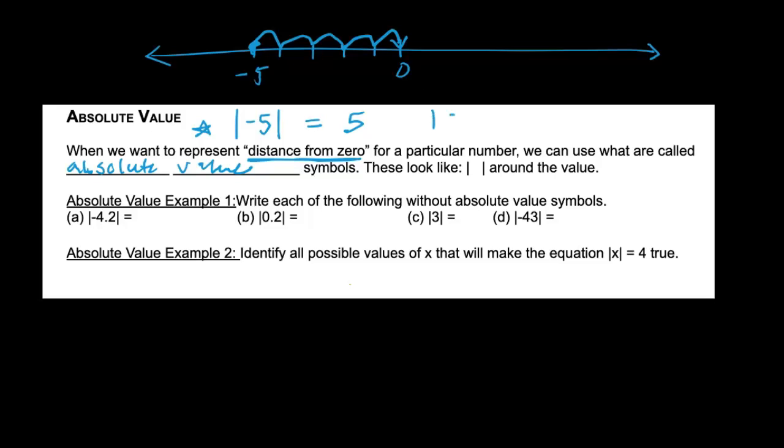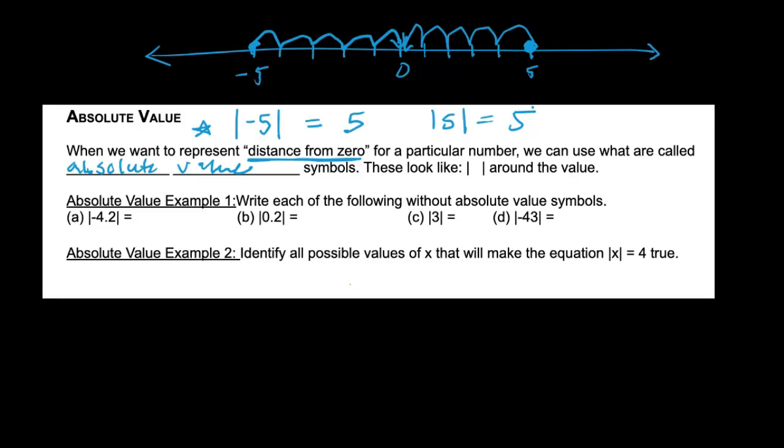And if we had the absolute value of +5, so we're on the other side of 0, and asked how far that is from 0, it's 1, 2, 3, 4, 5. It's also 5 units away from 0. So the absolute value of +5 is 5, and the absolute value of -5 is 5. You can remember that whenever you have absolute value bars around a negative number, it just equals the positive version of that number.